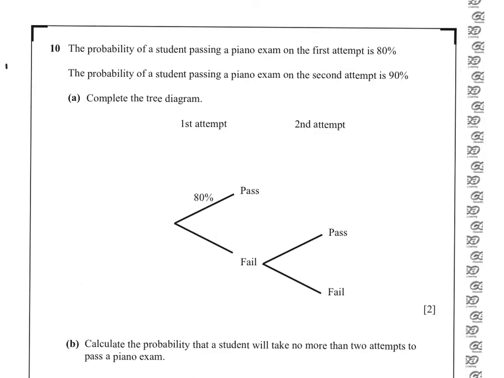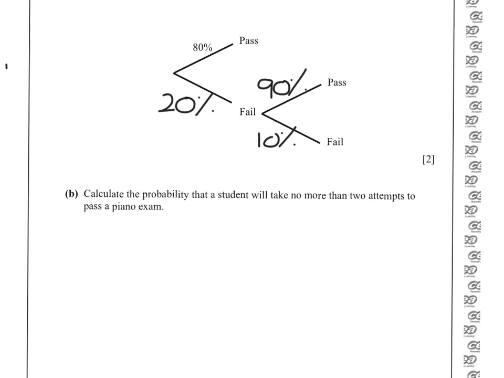Probability of a student passing a piano exam at the first attempt is 80%. That means the probability they fail is 20%. Probability to pass at the second attempt is 90%, which means the probability they fail is 10%. Calculate the probability that it takes no more than 2 attempts to pass.